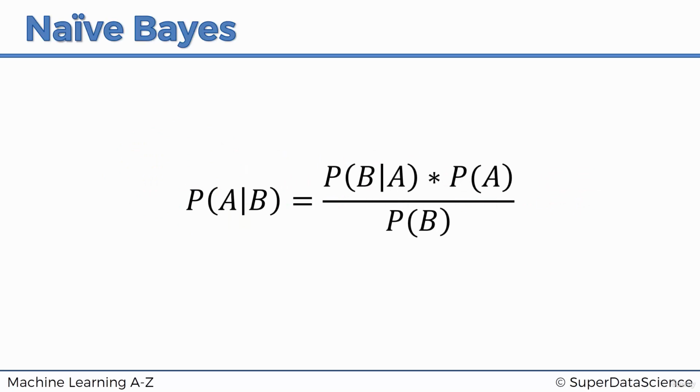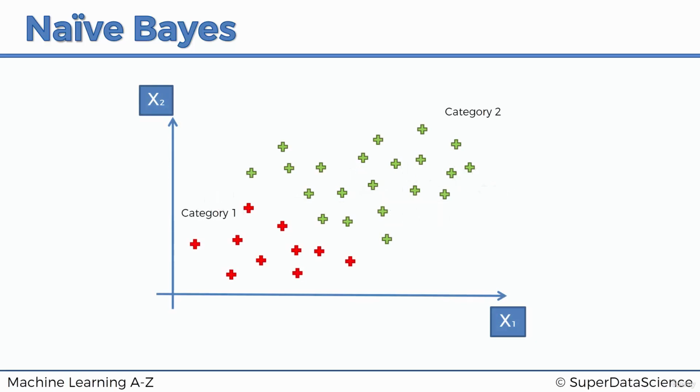Alright, so here we've got the Bayes theorem, and this is something we talked about in the previous tutorial, so by now we should be quite comfortable with the concept. How are we going to apply it to create a machine learning algorithm? Well, let's have a look. Here we've got a dataset. It has two features, x1 and x2, and there are two categories: category 1, which is red, and category 2, which is green.